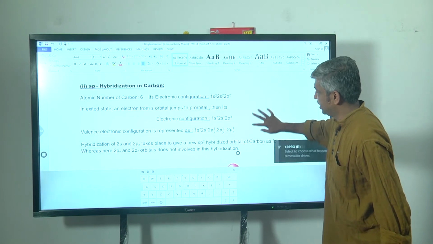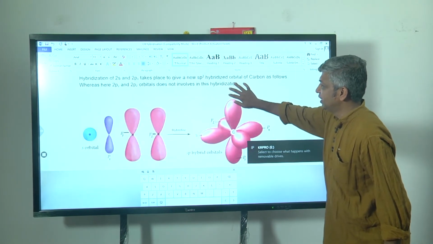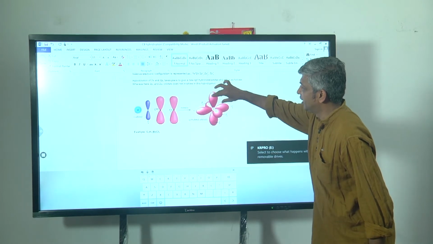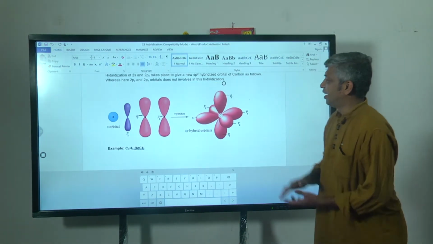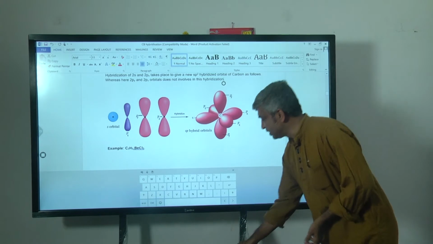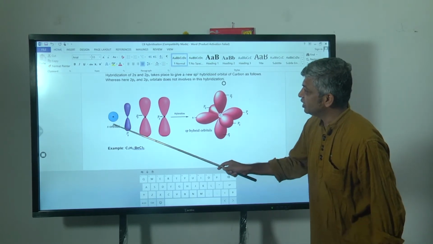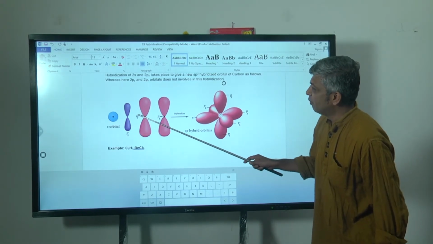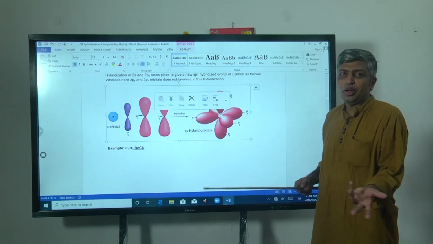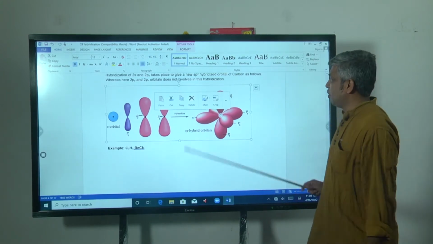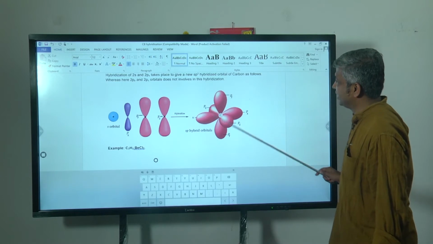Okay, we'll come back to our notes. See here, you can see a beautiful representation of carbon which has undergone sp hybridization. That means here the s orbital and px are involved, whereas py and pz are not at all involved in hybridization. What happens here? You are getting this type of representation.